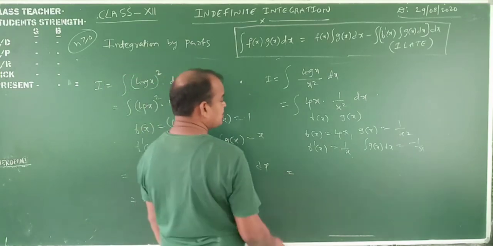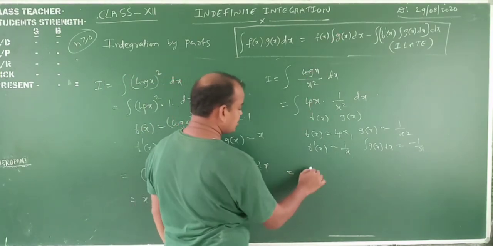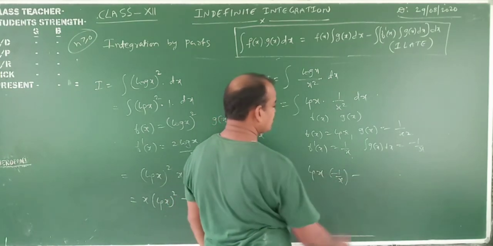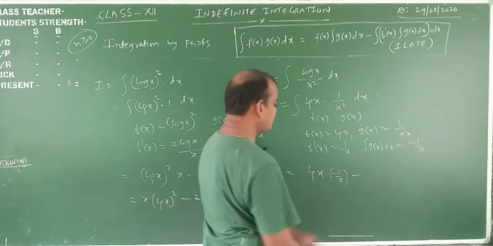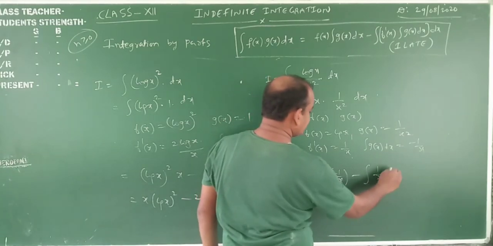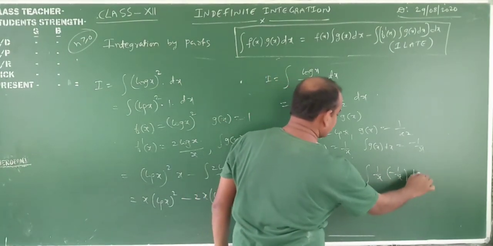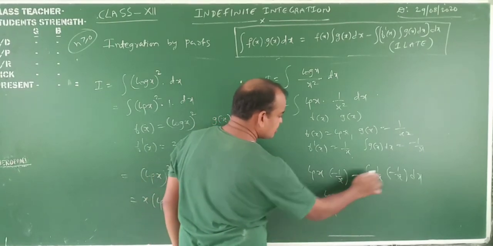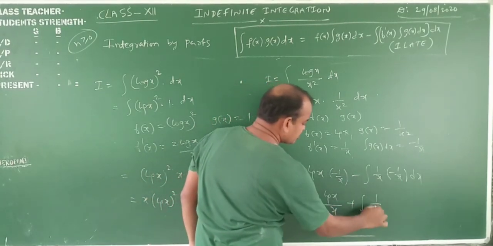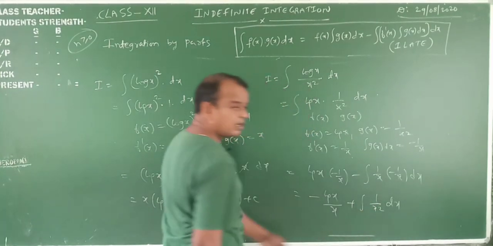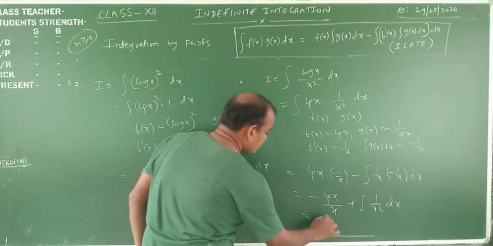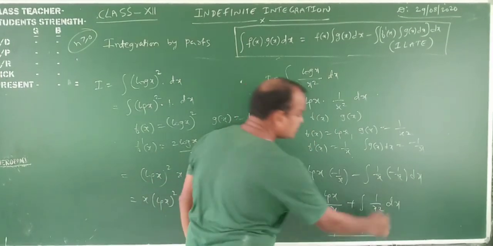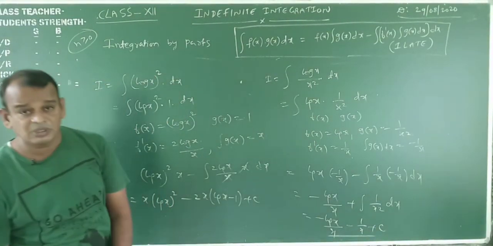Substitute. What is the formula? f of x, that is log x, into integral of this one, minus 1 by x, minus f dash of x, 1 by x, into integral, minus 1 by x dx. Now minus log x by x, minus into minus plus, 1 by x square dx. Integral of 1 by x square again is minus 1 by x. So minus log x by x minus 1 by x. In this way we will do the problems.